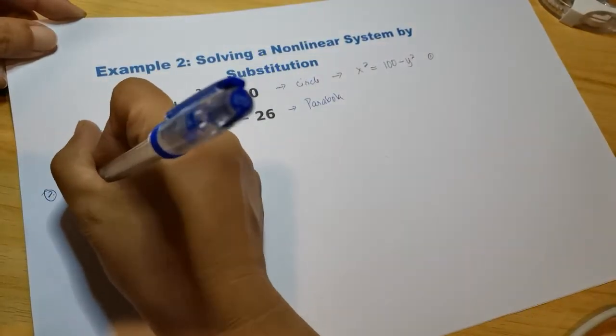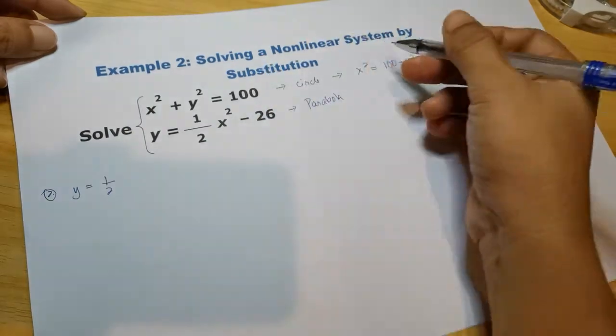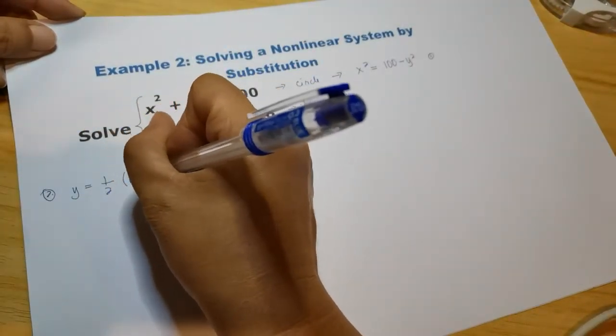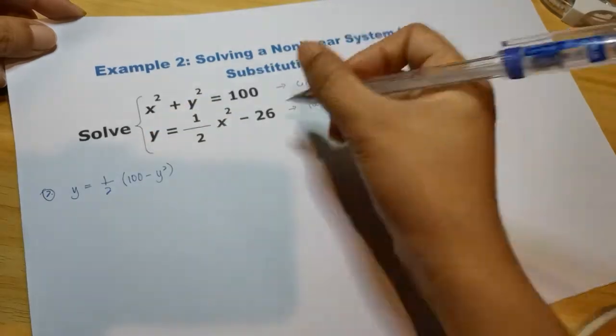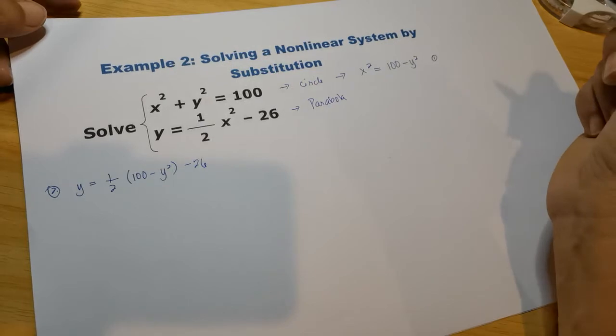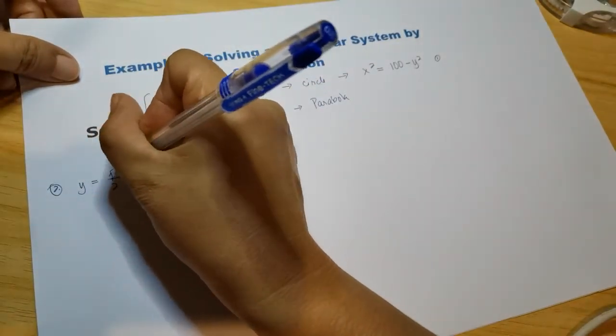So, that will be y equals 1/2. So, instead of writing x squared, ayun, ang x squared natin ay 100 minus y squared, minus 26. Ayan. Okay. So, this time, we're going to distribute this.